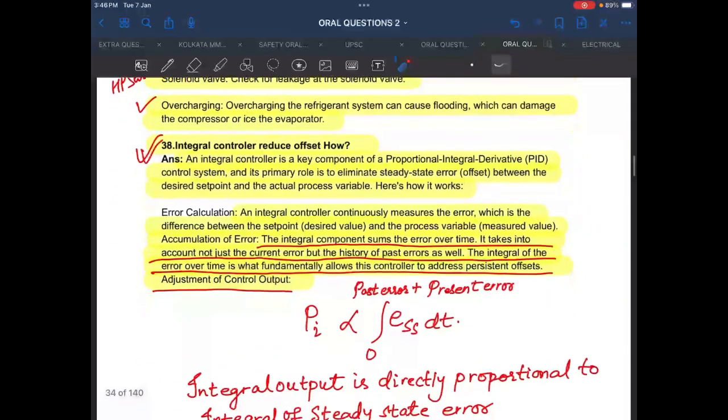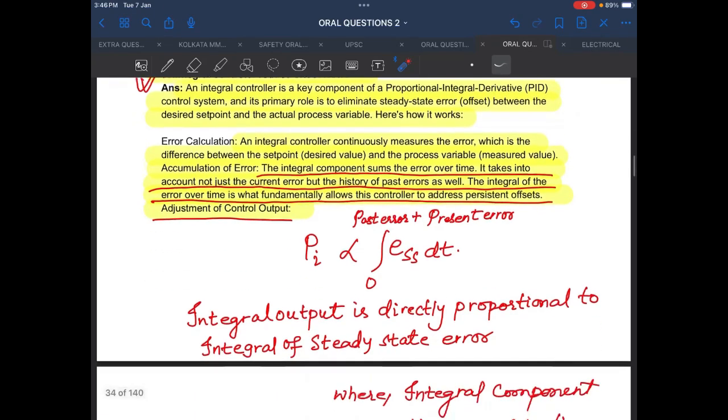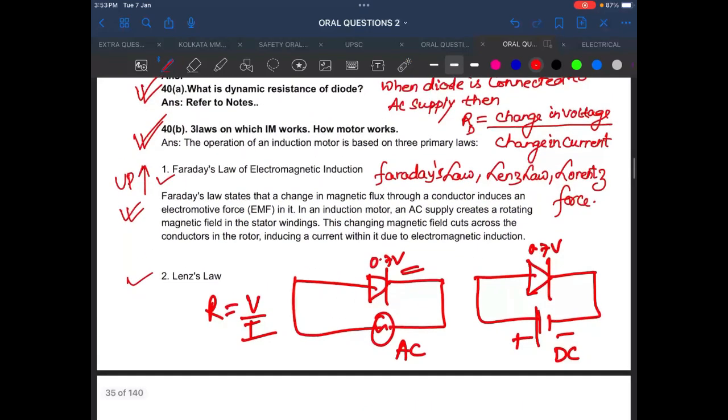Integral controller, I already told you, it basically removes the offset. I just explained it a little bit before. Whatever the offset I already explained, say 3 degrees is the error, they just remove this error. Let's suppose 2 degrees, 1 degree, they just remove this offset up to 3 degrees. This is basically the sum of the past error plus the present error, the steady state error. Okay, let's move to another question.